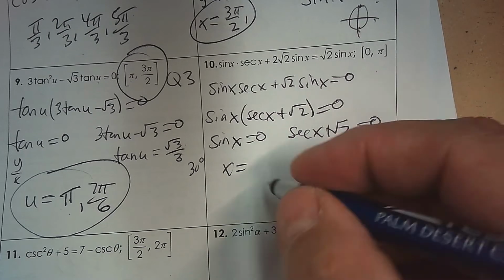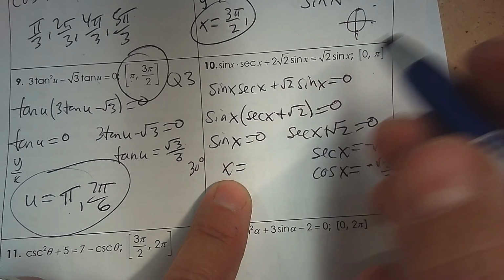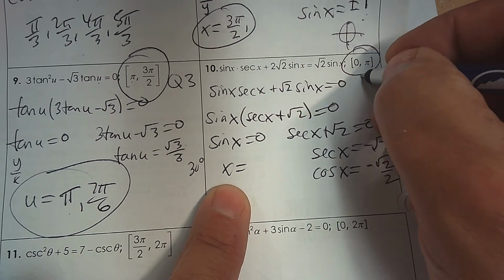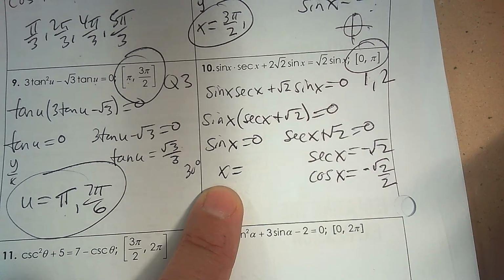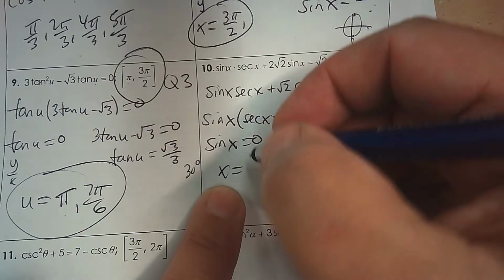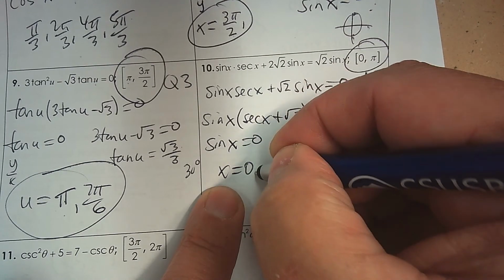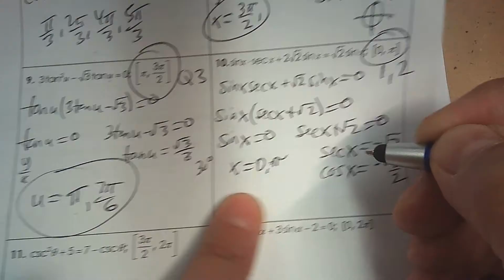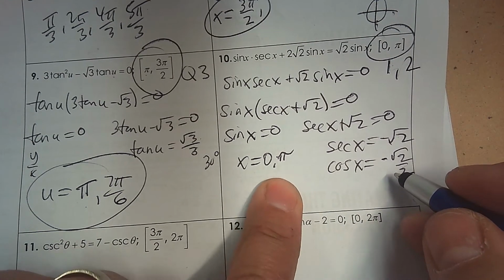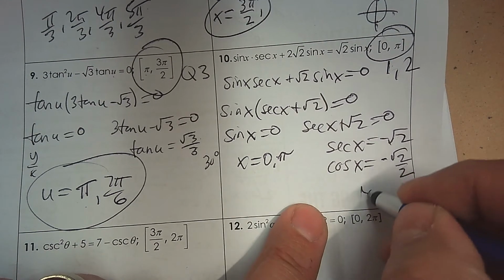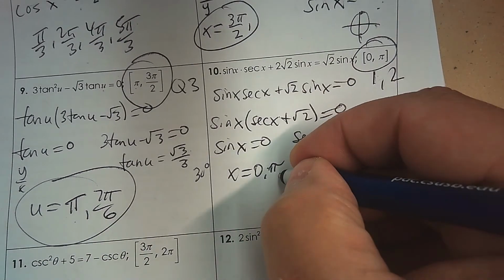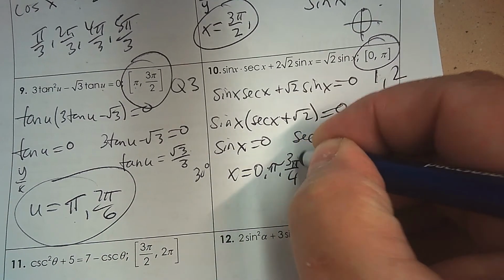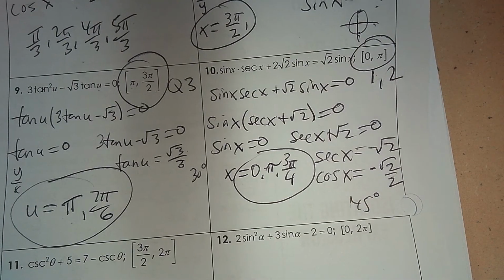So what does x equal in this situation? So it's from 0 to pi, which is quadrants 1 and 2. When is the y coordinate 0? So the y coordinate is 0 at pi. How about for negative root 2 over 2? What reference angle is it in? It's in quadrant number 2, so it's going to be over 4, it's going to be 3 pi over 4. And you have all your answers.